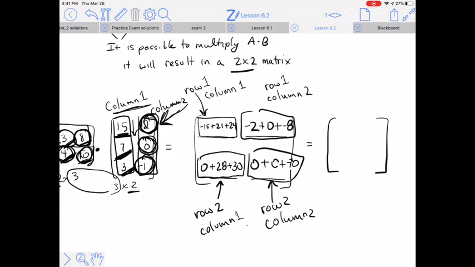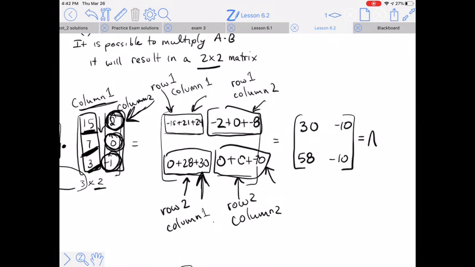Now bringing this all back together, this entry right here, -2 plus -8, that's -10. This one right here, 0 plus 0 plus -10, that's another -10. This entry right here, that's 30 plus 28, that's 58. And then this one here, -15 plus 21, that's 6. And then 6 plus 24 is 30. And this was A times B.